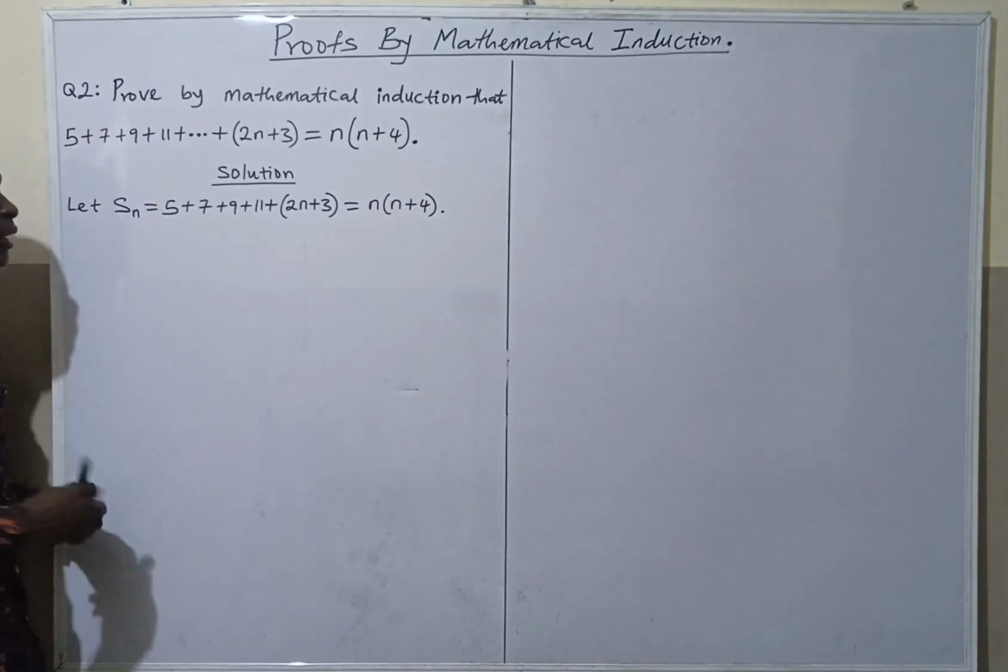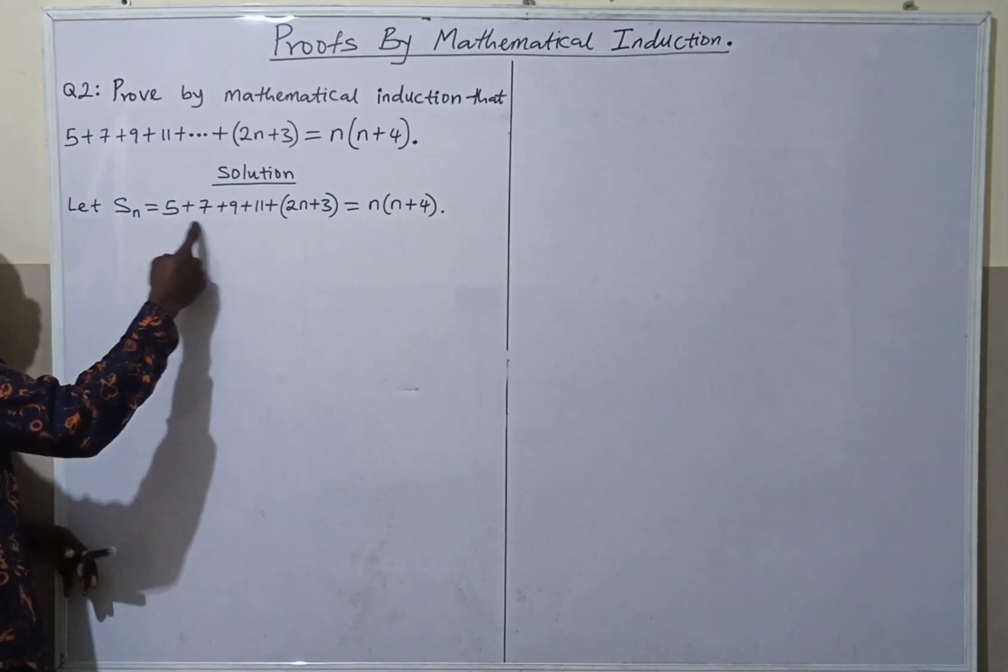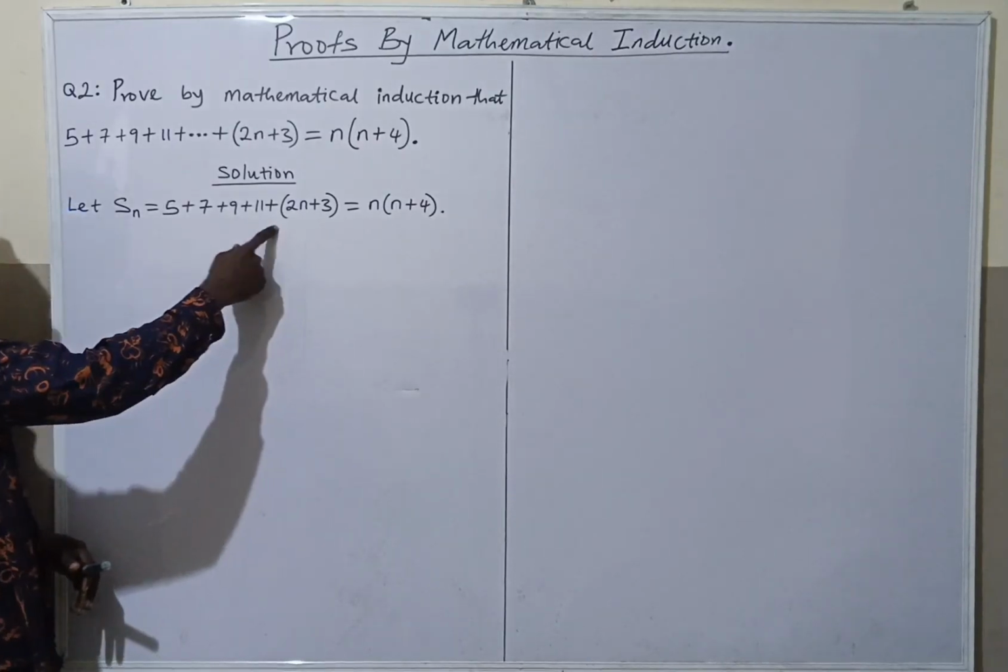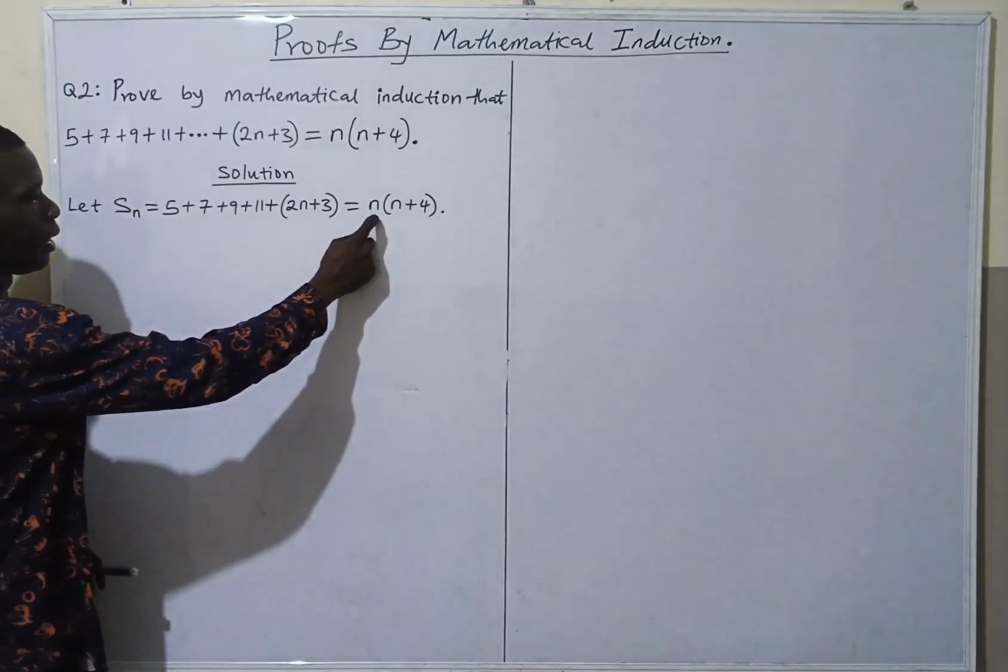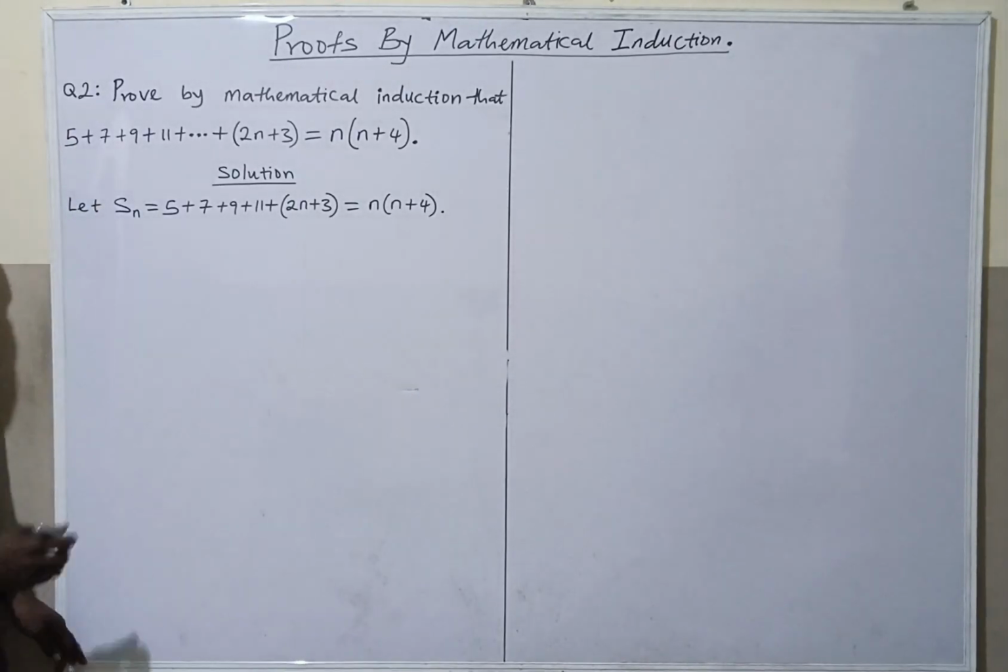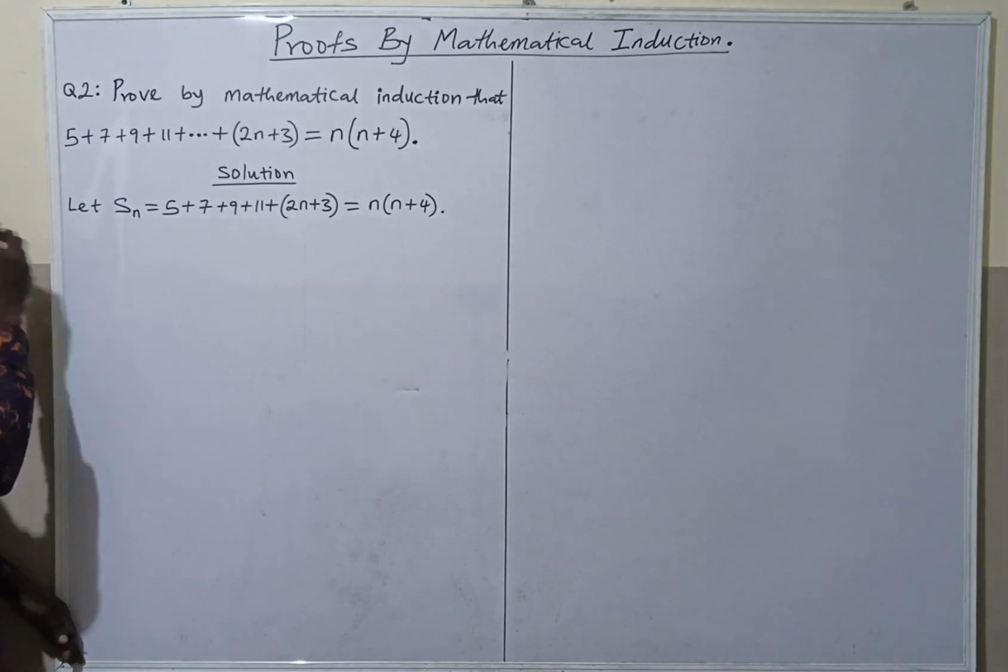Okay, so we have started already. Let S subscript n be equal to 5 plus 7 plus 9 plus 11. Of course, these are odd numbers starting from 5. And this is the general formula for this particular sum. Okay, so the first case, that's the initial step.